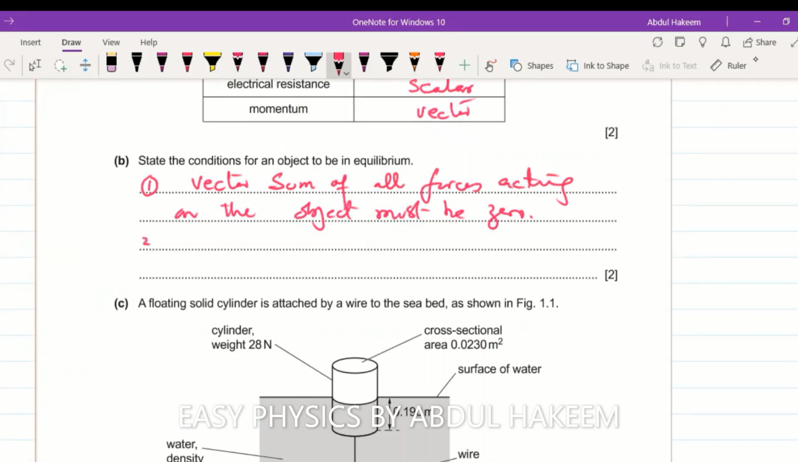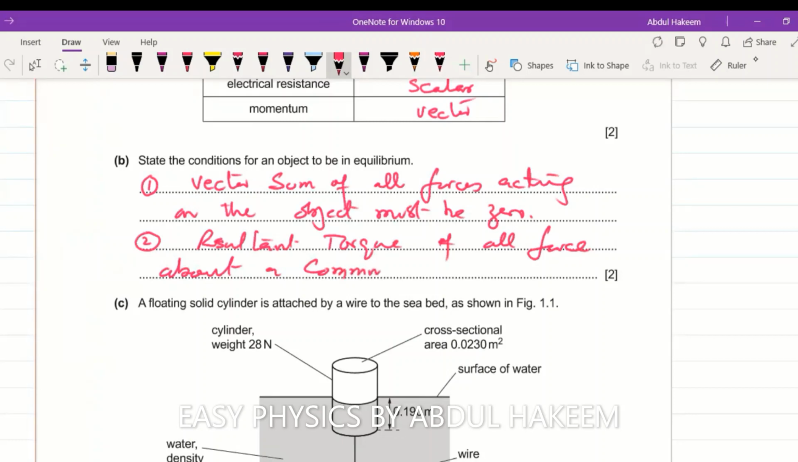And number 2, the resultant torque of all forces about a common pivot must be 0. It means the resultant force is 0 and the resultant torque is 0. So no acceleration. So it means the object is in the state of equilibrium.